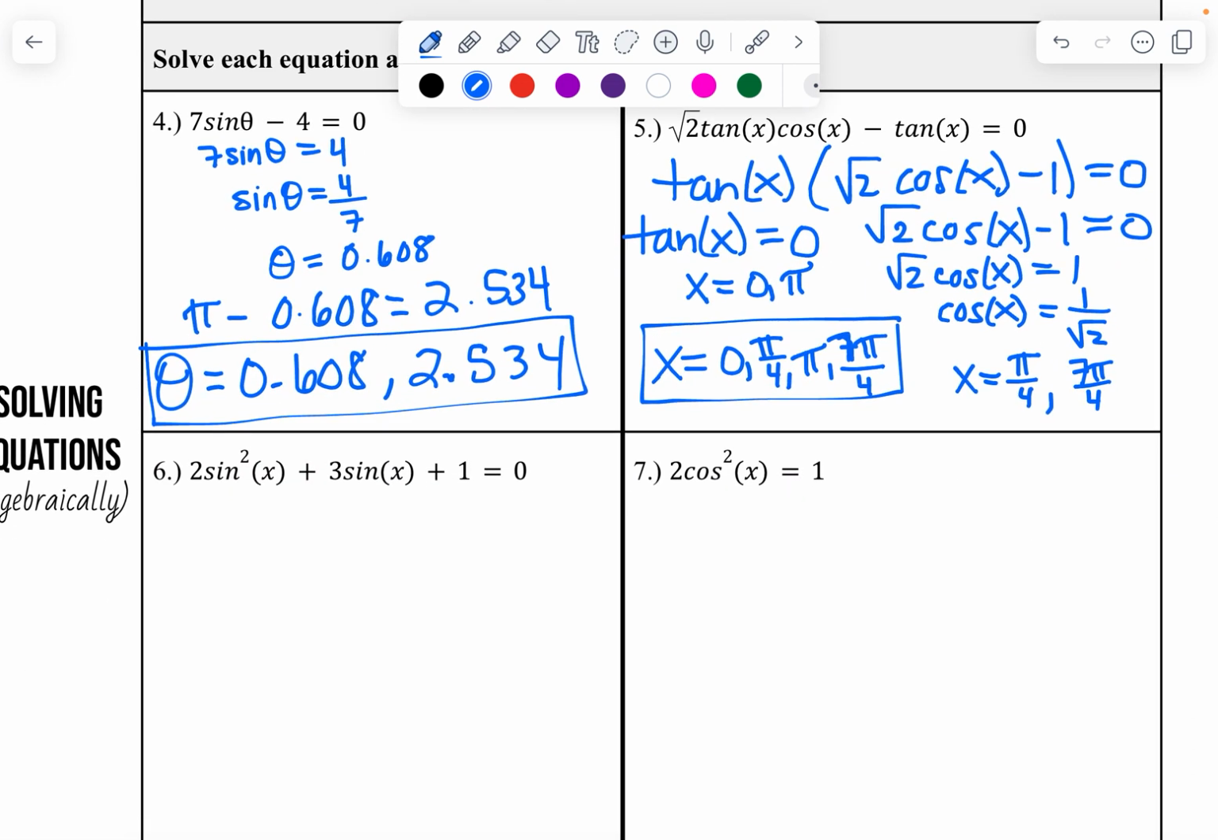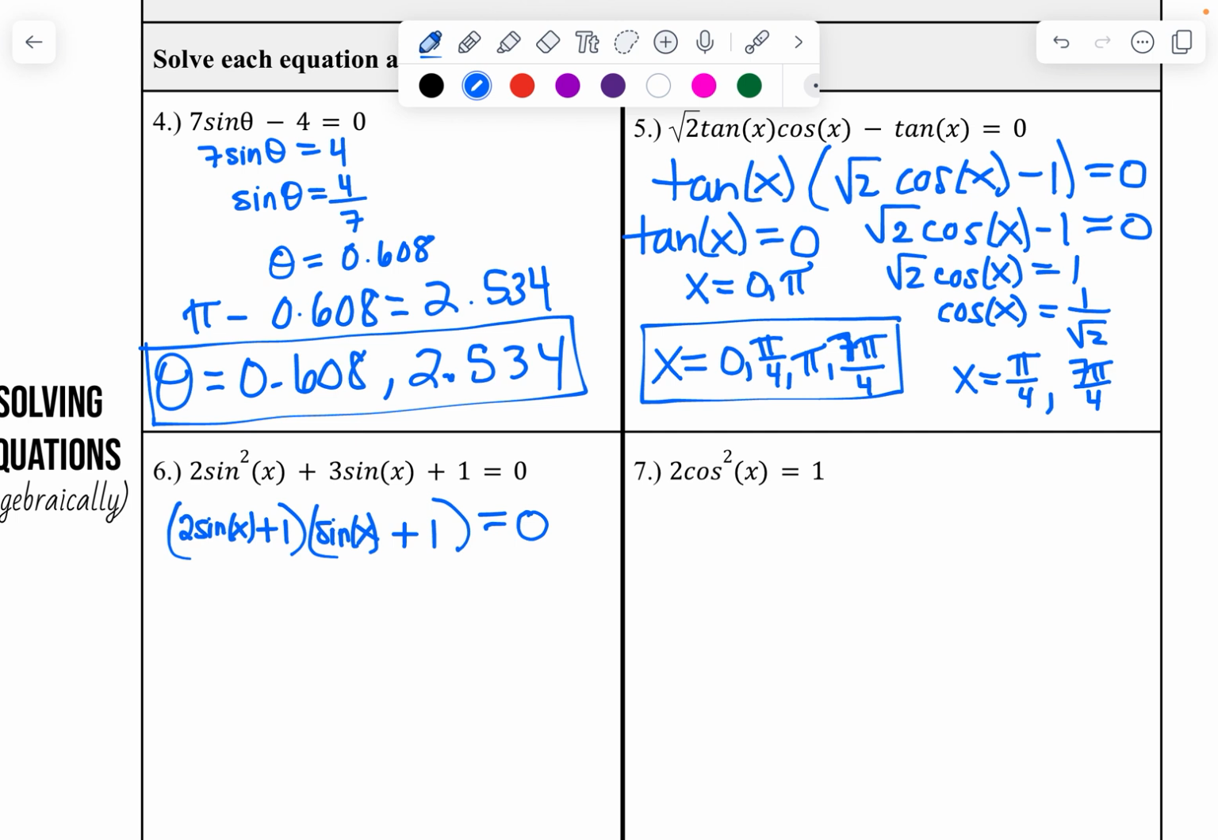All right, so I see a quadratic. As soon as I see something squared plus linear plus constant, I'm ready to factor. Got to put all those quadratic skills to work. So 2 is prime, so it's got to be 2 times the sine of x times the sine of x. 1 is officially not prime, but the only things that multiply to 1 are 1 and 1.